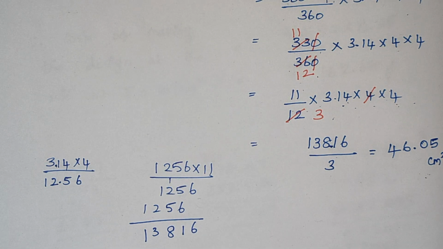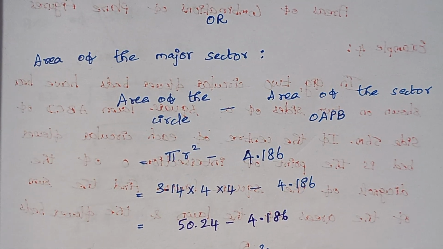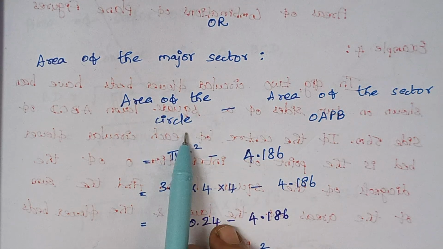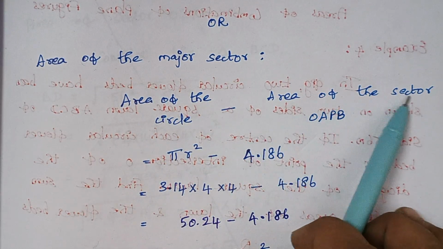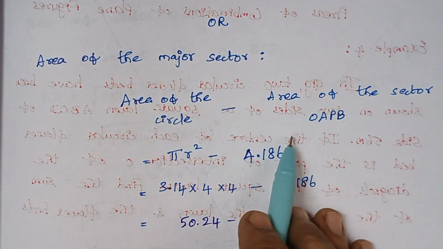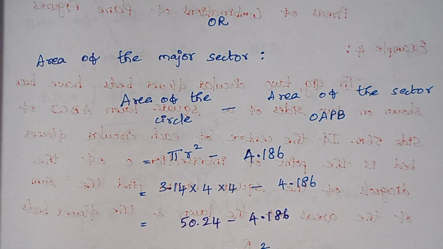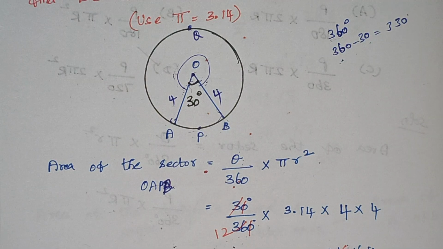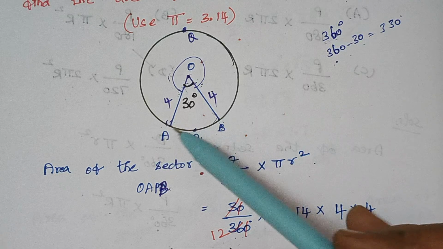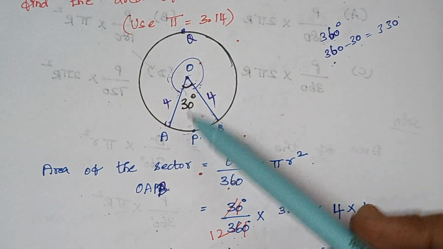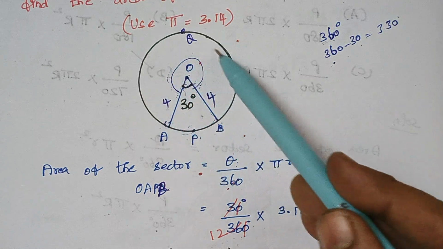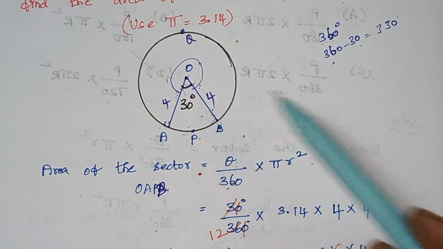Now the other way of finding the area of the major sector is finding the area of the circle and subtracting the area of the sector from it. That is, area of the circle minus area of the minor sector. So when you look at the problem, we are finding the area of the circle and then we are subtracting this part from it so that we can get the area of this major part.